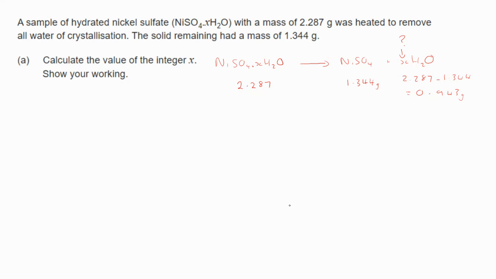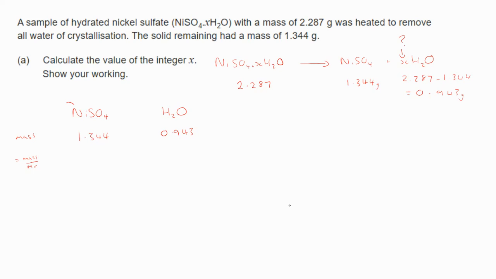And now we can just do the same thing we did on the previous slide. So I'm just going to come over to the left-hand side here. So I'll write these out again because my board's getting a bit messy. So I've got my nickel sulfate and I've got my water. And I know I've got 1.344 of that and I've got 0.943 grams of that. So that's my mass. So I need to turn my mass into moles. So the number of moles is the mass over the MR. So in this case it's MR rather than AR because we're not talking about elements.